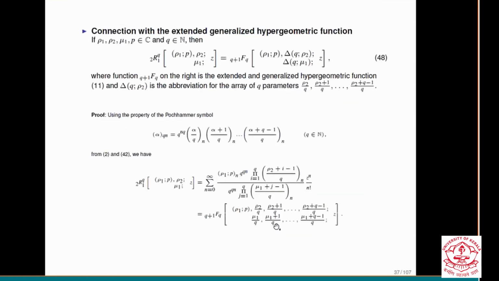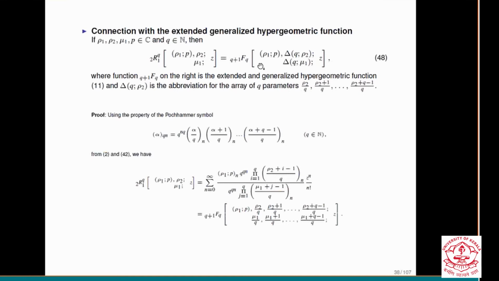A connection with extended generalized hypergeometric function. We can also establish a relation as mentioned in equation number 48 with the condition this: rho 1, rho 2, mu 1, and p belongs to C, and q belongs to N. So this q is the natural number.